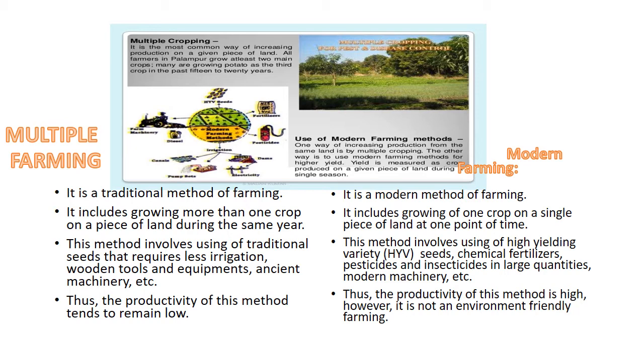Whereas modern farming includes growing one crop on a single piece of land at one point of time. This method involves using high-yielding variety seeds, chemical fertilizers, pesticides, insecticides in large quantities. Thus, the productivity of this method is high. But unfortunately, this is not environment-friendly farming.